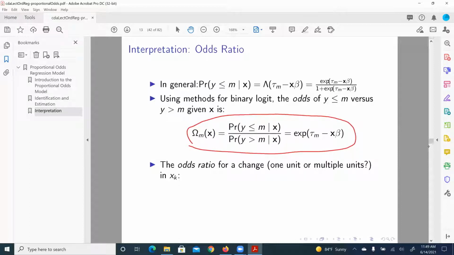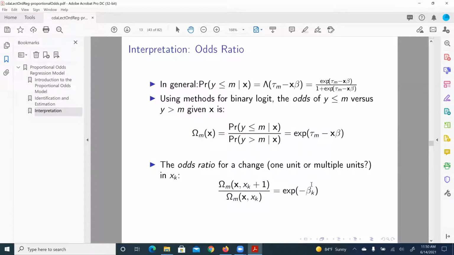Okay? And from here, we can derive this equation, the natural exponential. So the odds of y smaller or equal to m versus y greater than m is the natural exponential of tau m minus x beta. Then the odds ratio for a one unit change in x, if you carry through the computation, becomes the natural exponential of negative beta k.